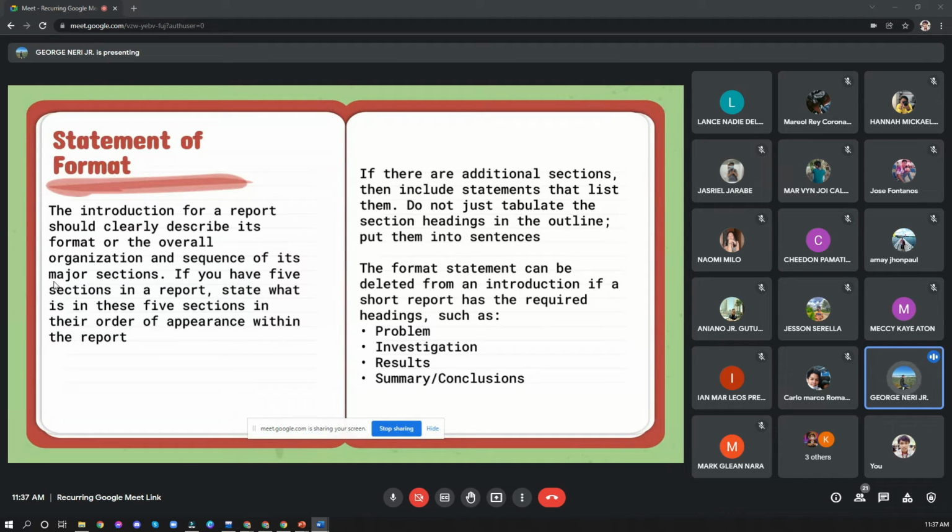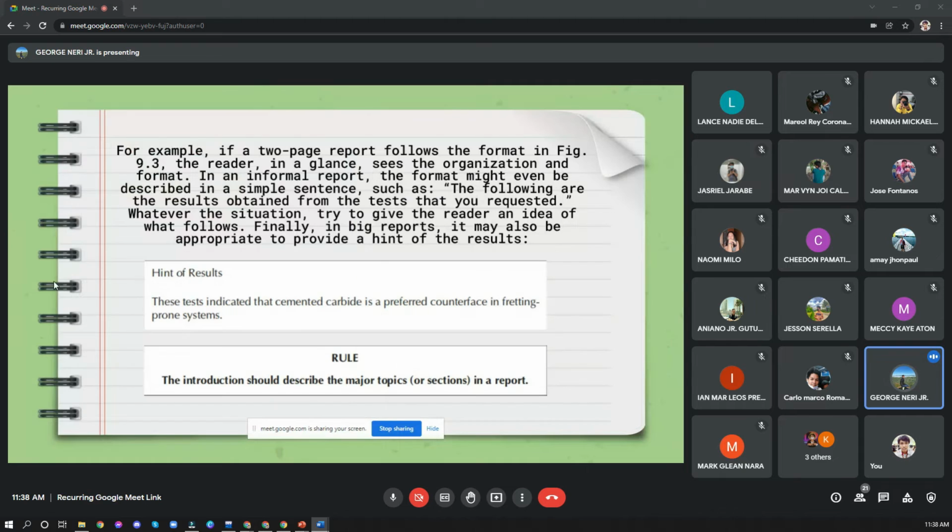The format statement can be deleted from the introduction if a short report has required headings such as problem, investigation, results, summary, and conclusion. For example, if a 2-page report follows the format in figure 9.3, the reader at a glance sees the organization and format. In an informal report, the format might even be described in a simple sentence such as: the following are the results obtained from the test that you requested. Whatever the situation, try to give the reader an idea of what follows.